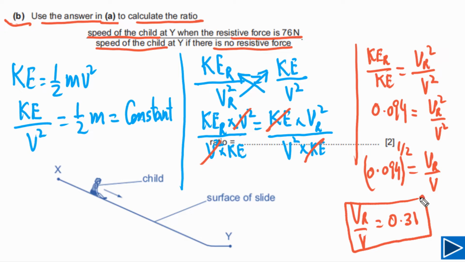This is the ratio between speeds when there are resistive forces and when there are no resistive forces. And this question has 2 marks. First mark you will get if you have written this relationship, KE over V squared. That mark is the C mark. Then the second mark you will get if you have got the right answer, and this is the answer mark.